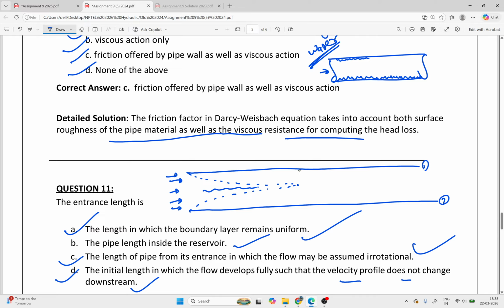So up to this, the length is known as your entrance length. This is your entrance length. This entrance length has some formulas for laminar as well as for turbulent. Previously also I have recommended you follow some standard book of fluid mechanics, or you can just search on Google, you will find this relation for pipe flow. So what will be the entrance length for laminar and for turbulent?